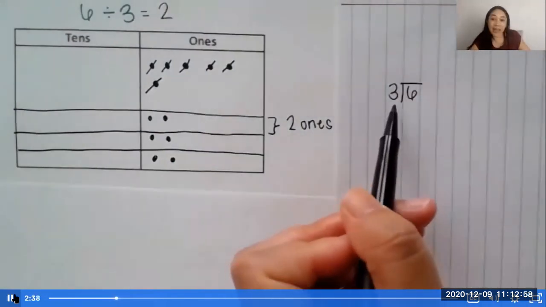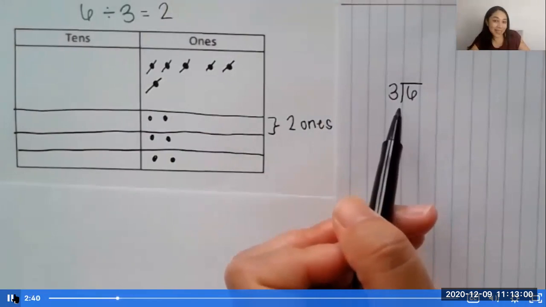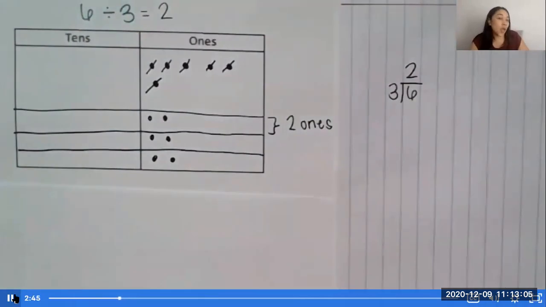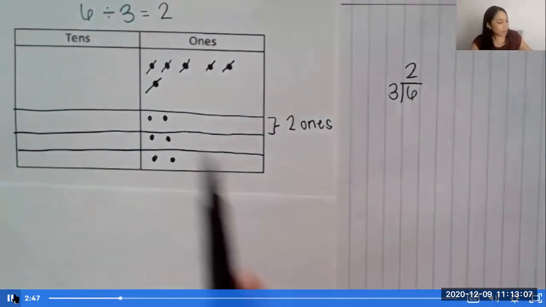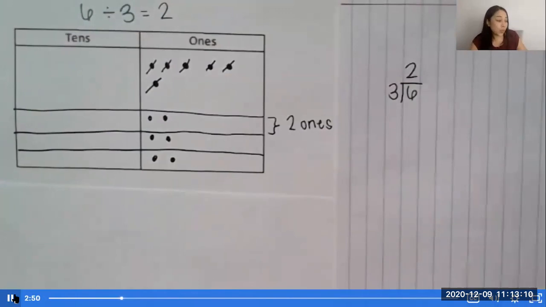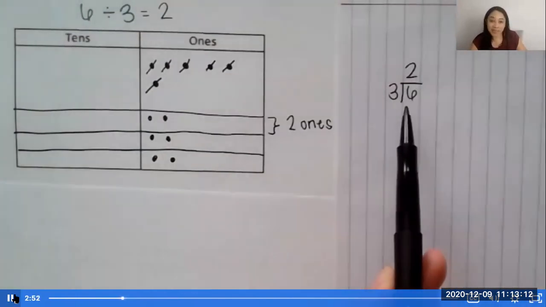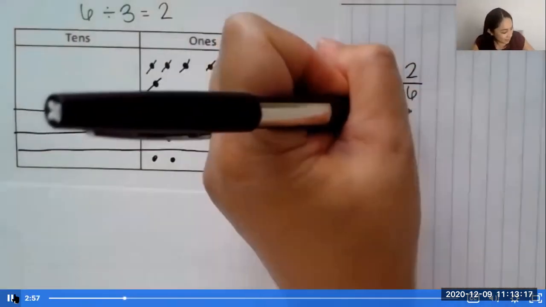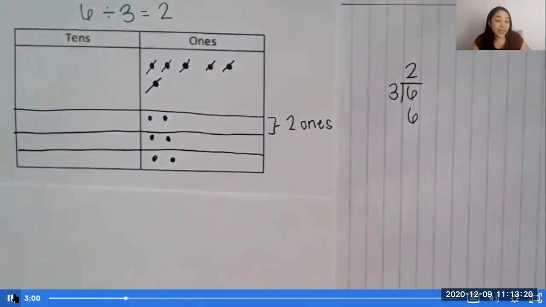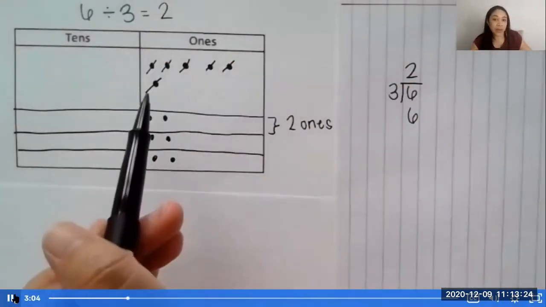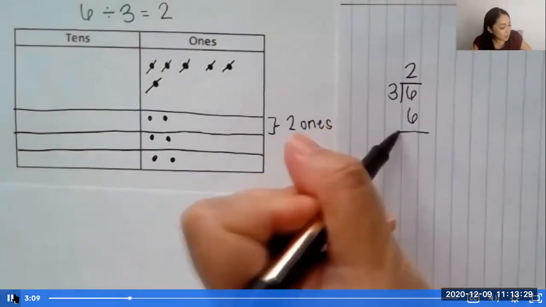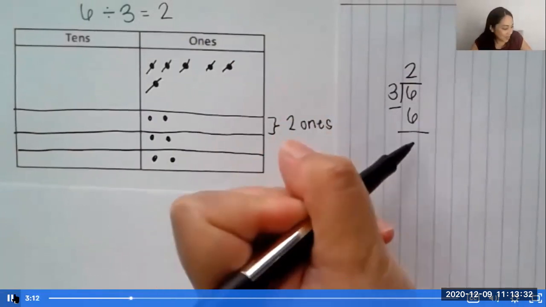Six ones divided by 3 is 2 ones. We distributed 2 3 times. 2 ones times 3 is what? 6 ones. We divided 6 ones and have no ones remaining. 6 ones minus 6 ones equals 0 ones.